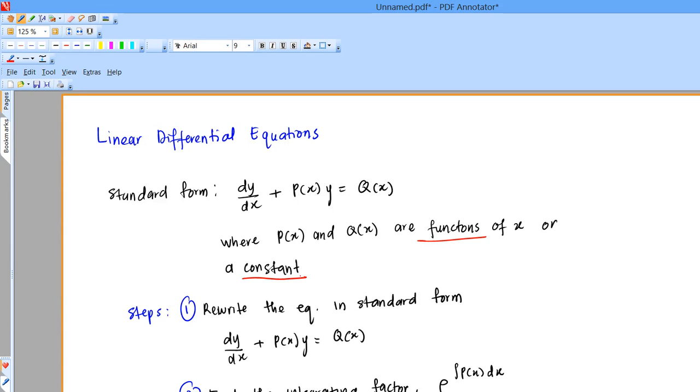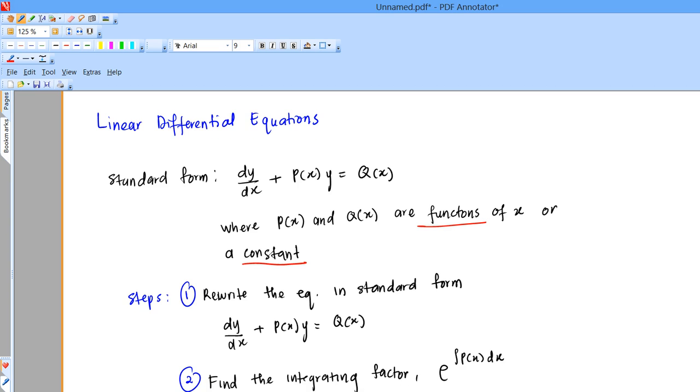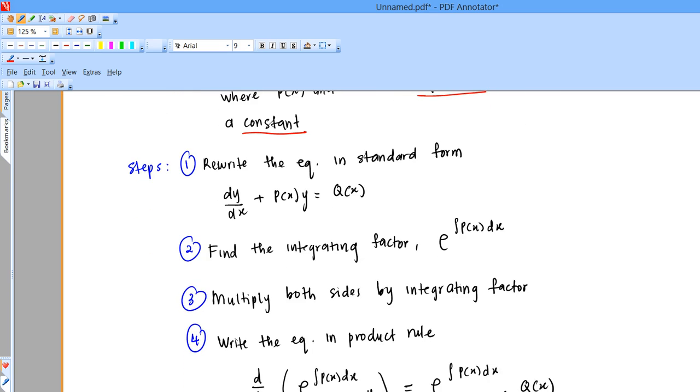So to solve linear differential equation, we have 5 steps. The first step, we need to rewrite the equation in standard form, that is dy over dx plus p(x) times y equal to q(x). Number 2, find the integrating factor. Integrating factor equal to e power of integrate p(x) times dx, meaning we integrate with respect to x. And then number 3, multiply both sides by integrating factor. Multiply both sides means, based on our standard form, we multiply with integrating factor.